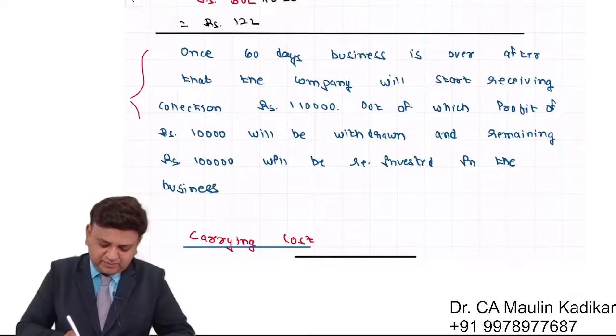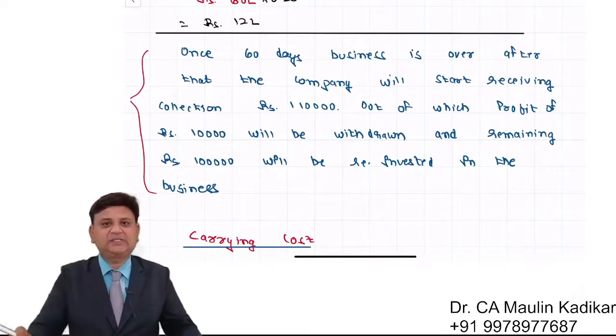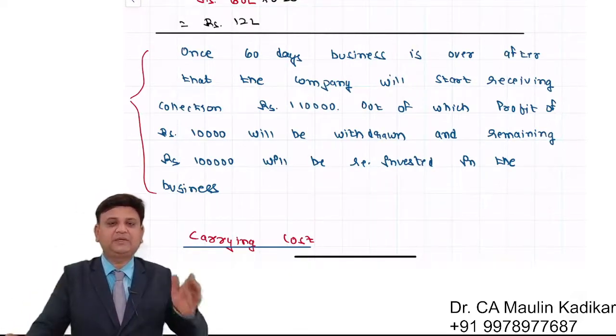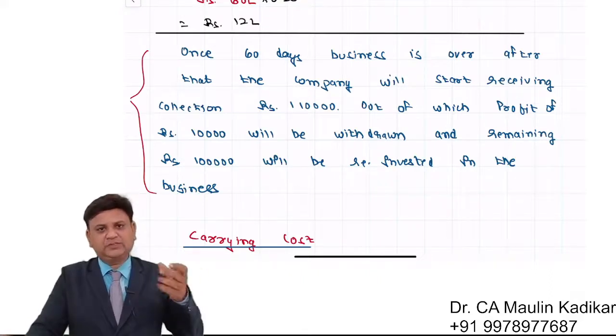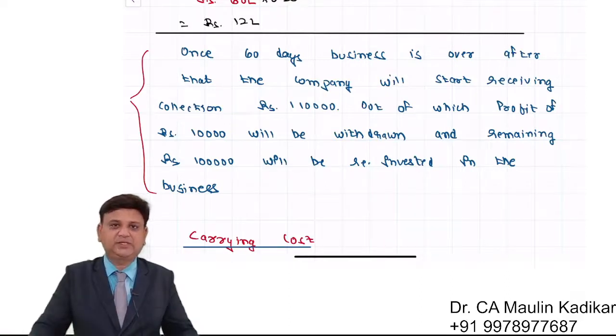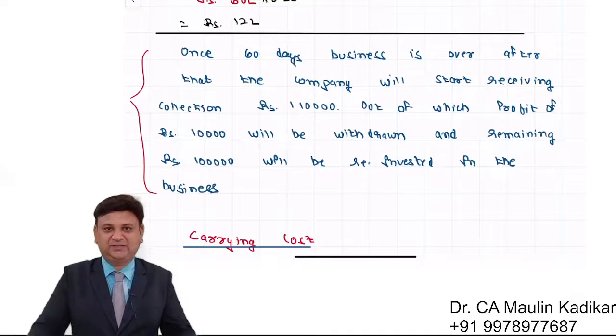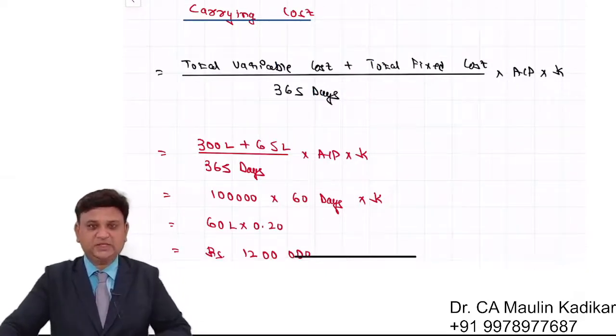This is something that you importantly need to understand. Once 60 days of the business is over, after that the company will start receiving the collection, out of which the profit is withdrawn and the remaining amount will be reinvested in the business. So you don't have to invest after 60 days. This is the carrying cost.